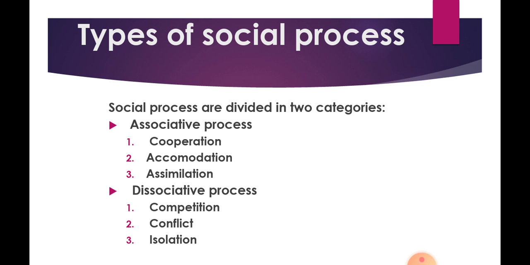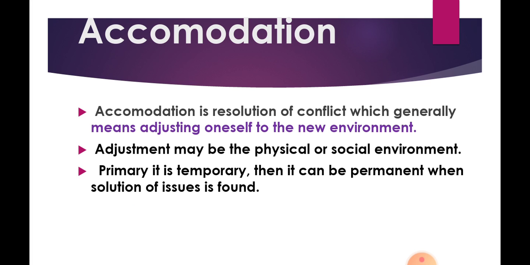Here we will discuss types of social process. Social process is divided into two categories: first, associative process, and second, dissociative process. Associative process includes cooperation, accommodation, and assimilation, and dissociative process includes competition, conflict, and isolation. Here we will discuss first accommodation.